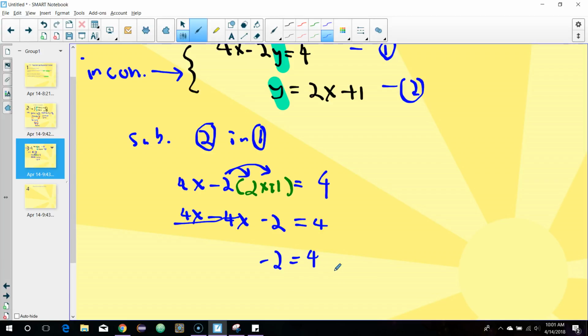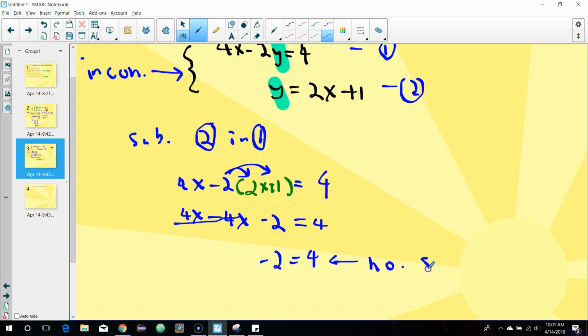So you have to think about it. Negative 2 is equal to 4. Of course it's not. If you have negative 2, the other side has to be negative 2. So this statement that you're looking at, negative 2 is equal to 4, is a false statement. It makes no sense. So they will never run into each other. So if you ended up with a statement like this, that makes no sense, that means there's no solution.